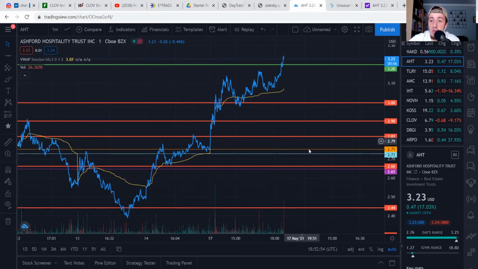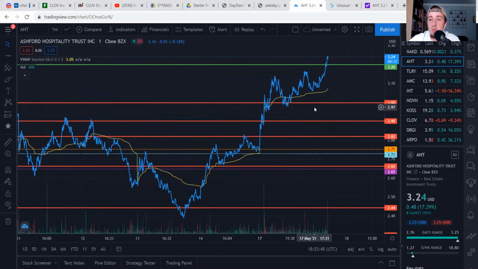After that, these levels right here are going to be your main support levels, the 50-day SMA and the 200-day SMA. If this does break below that, things do start to look much more bearish for the stock. So be advised, be cautious, and mitigate your risk.